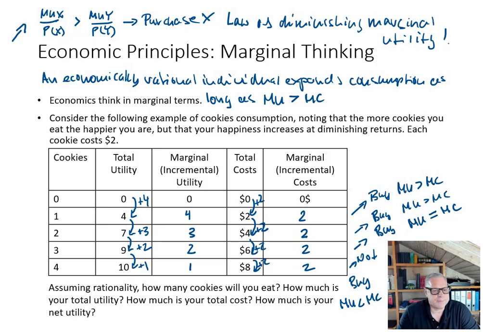So I'll stop here, and in the next slide, I will draw it, and then I will also answer the question, how much is your total utility? Well, if we buy 3 cookies, we know that our total utility is 9, and our total cost is 6. So we will have a net utility of 3. But I will also graphically visualize that on the next slide.